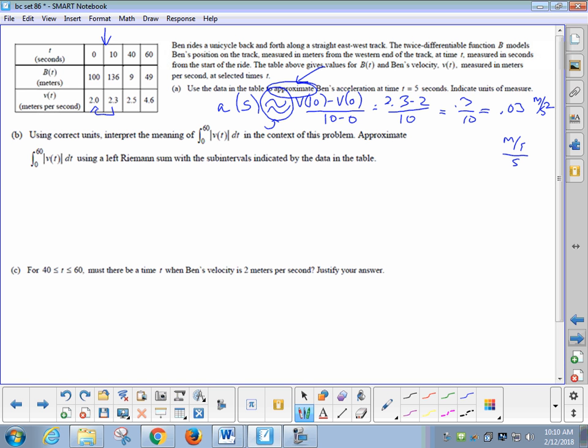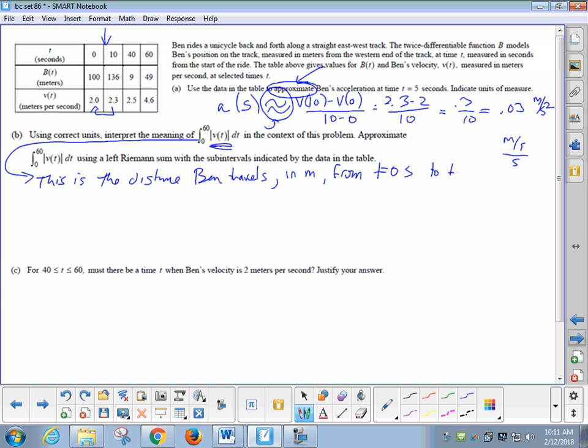Using correct units, explain the meaning of that in the context of the problem. He's riding his unicycle. What happens when you integrate the absolute value of velocity? Distance or displacement? Distance. Okay? It is the distance Ben travels, now in terms of the parts of four. They expect four things: what it is with units, and when it is with units. So we know it's distance, units, meters, and now when it is: from time equal 0 with units, seconds, to time equal 60 seconds. Got it?